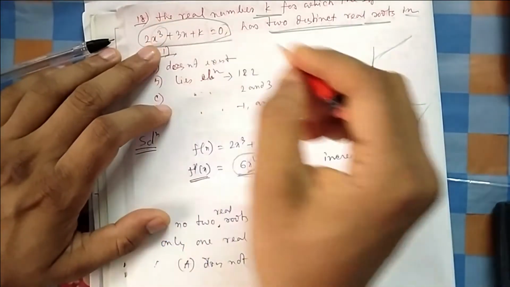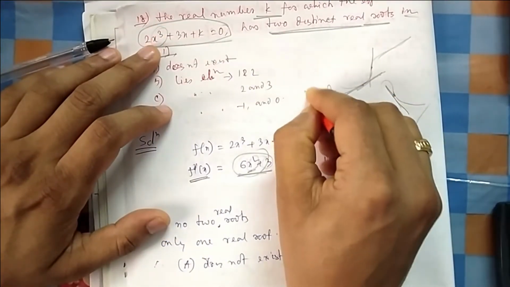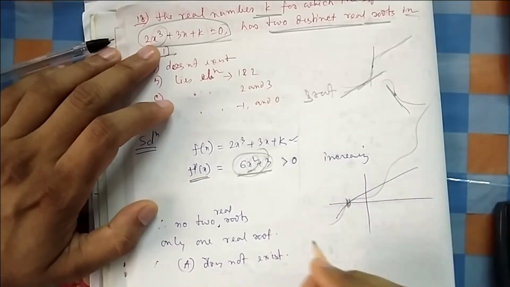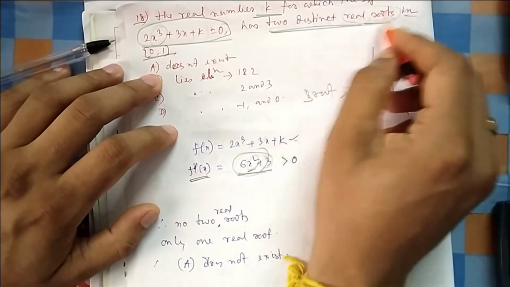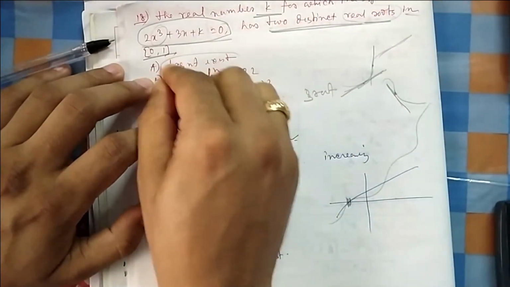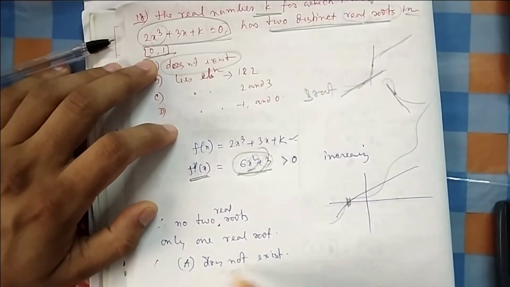For x cube, how many roots will you have? You will have 3 roots. So here you will have only one real root. Do you have any 2 real roots? No. There is no possibility of having 2 real roots. That's why it doesn't exist. You will never find this one.